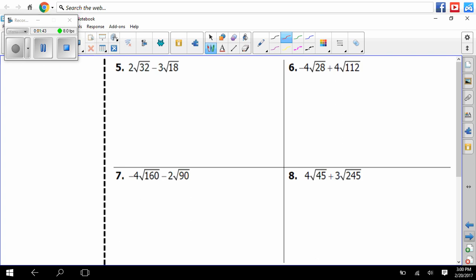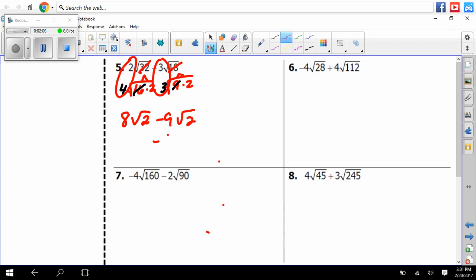Number 5, we got 18 and 32. They both break down because 32 breaks down to 16 times 2 and 18 breaks down to 9 times 2. So the square root of 16 is 4. The square root of 9 is 3. And we multiply things together out here. So I end up with 8 radical 2 minus 9 radical 2 is negative 9 radical 2, or negative radical 2. However you want to write it. Either one is fine.